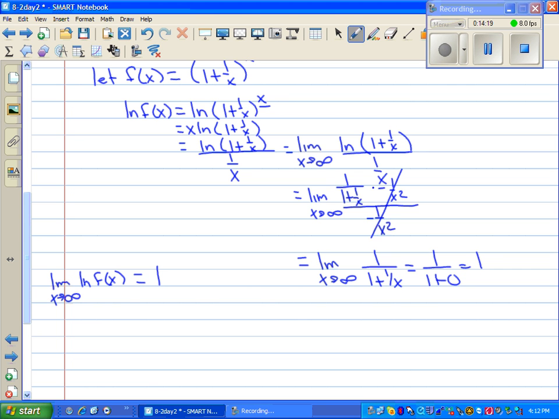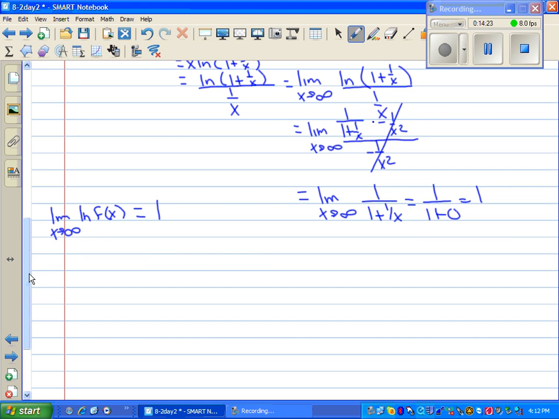Now, it's the natural log of f of x that equals 1, not the limit itself. So now what we can write is the limit as x approaches infinity of e to the natural log of f of x equals e to the first. Now you're thinking, well, how can we just write that? How is that even possible?